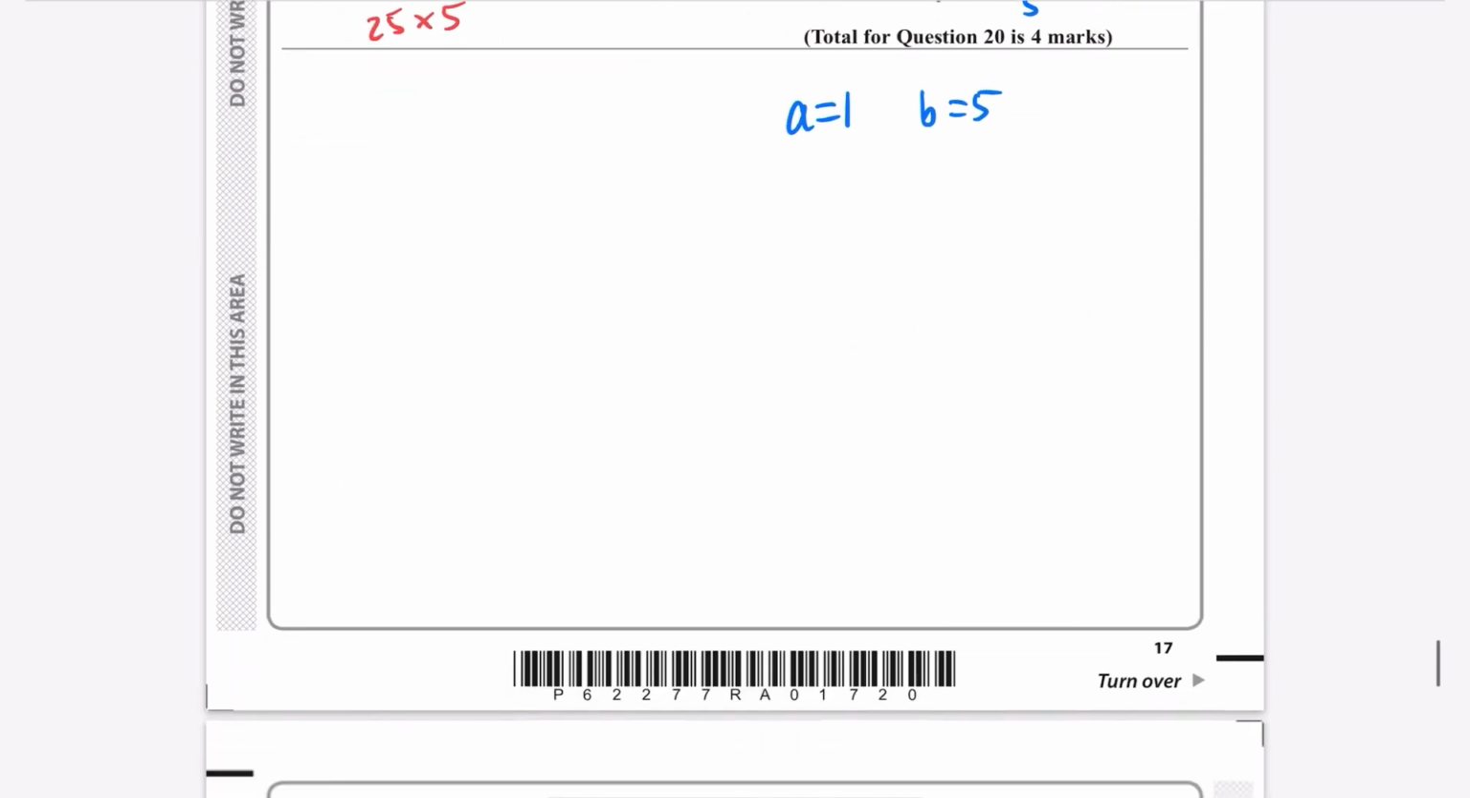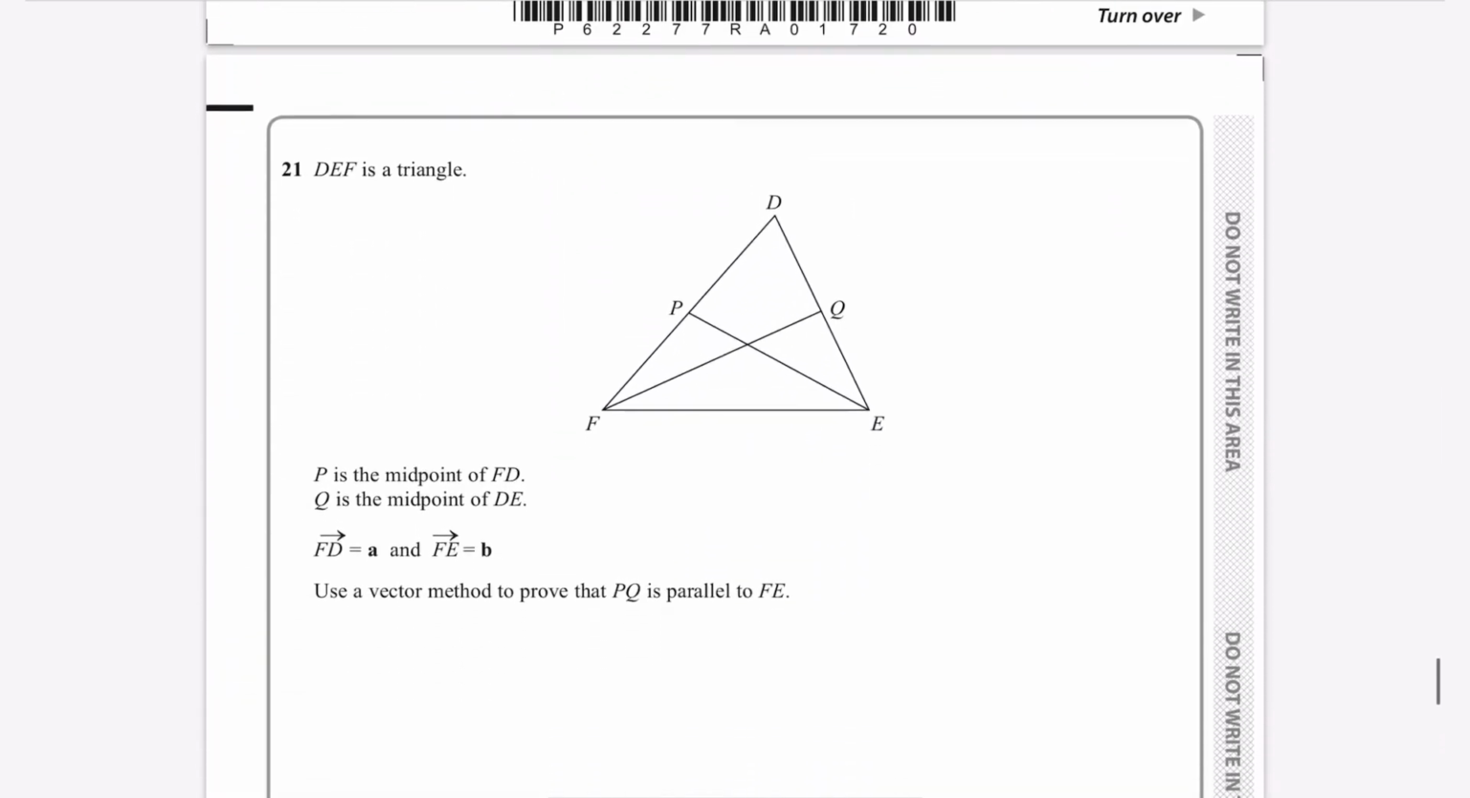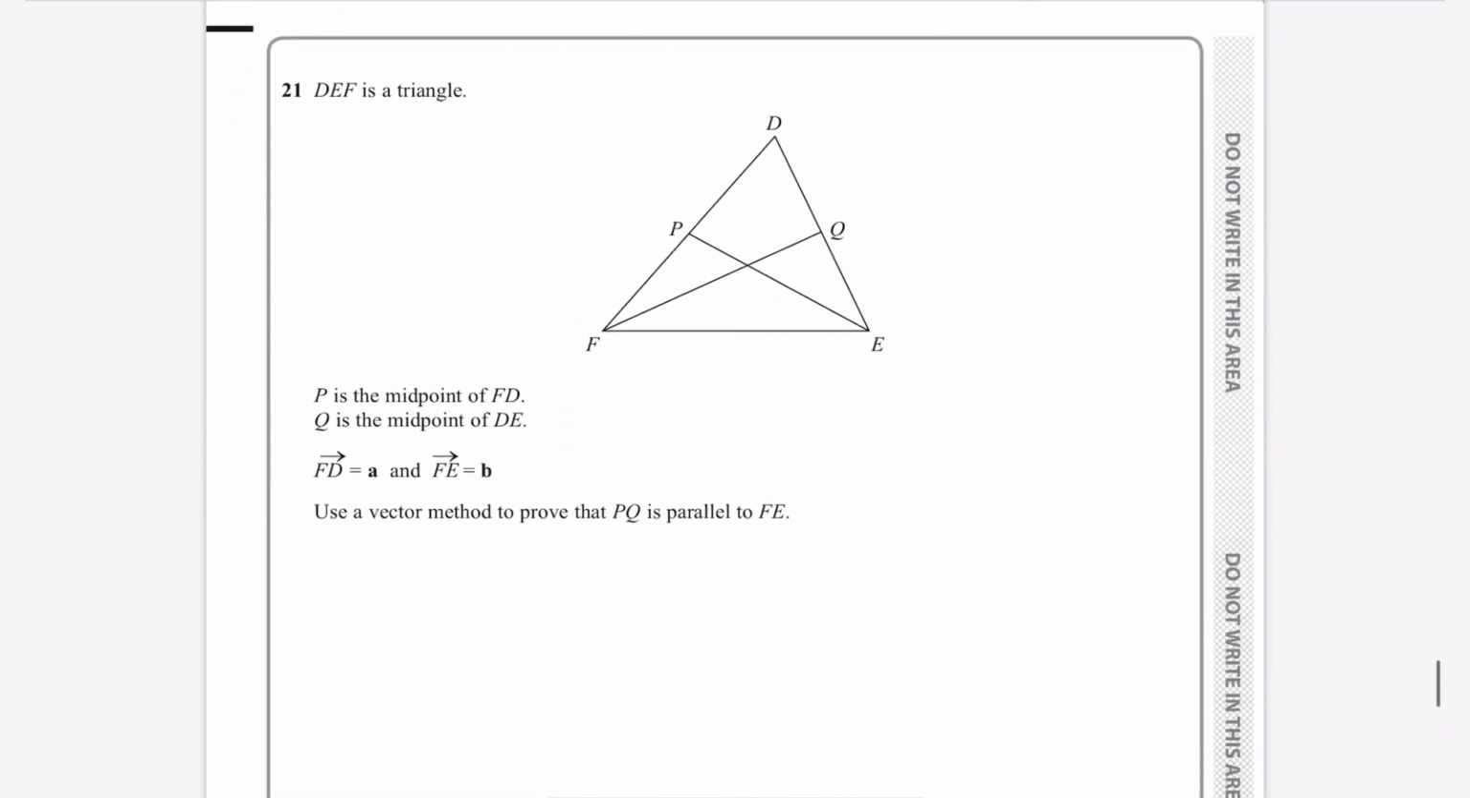We've got a few questions left. Let's have a look at question 21, which is a vector question, and it's a proof question for this. It says that P is the midpoint of FD and Q is the midpoint of DE. So that side and that side are equivalent in length, so I can just do a quick little dash to say they're equivalent, and also these are equivalent. That might not be necessary though. It says that FD is equal to A. So I might not need these as long as we remember that it's the midpoint. So the whole vector from here to here is A.